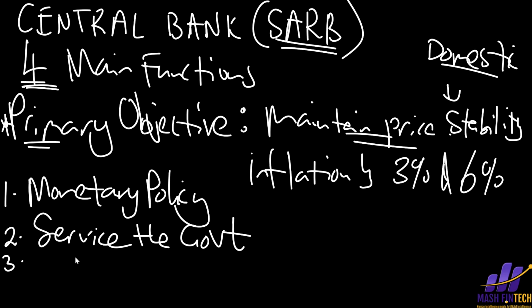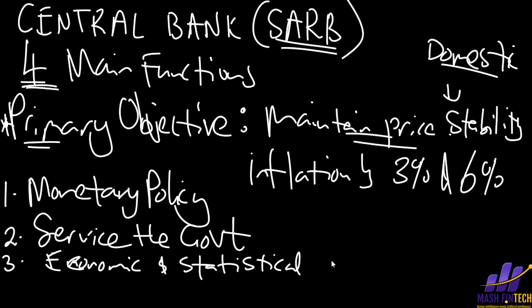The third main function of the Reserve Bank is to publish statistical data. So they have to publish economic and statistical data. And the final broad function of the Reserve Bank is to maintain financial stability. So they want to maintain financial stability.